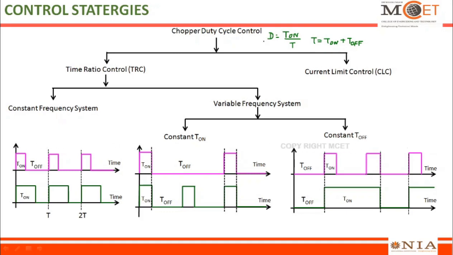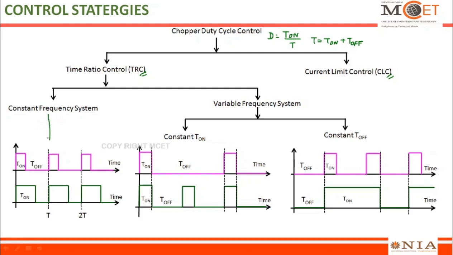So duty cycle is the primary element in all the three versions to get a variable voltage across the load. Controlling the duty cycle can be done in two different ways. One is what we call time ratio control, also called TRC, and the other one is the current limit control, also called CLC. This time ratio control is again classified into two different categories. One is the constant frequency system, the other one is the variable frequency system.